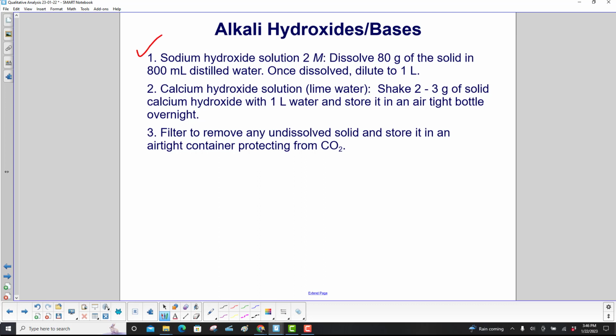Calcium hydroxide solution, otherwise known as lime water. Shake 2 to 3 grams of solid calcium hydroxide with 1 liter water and store it in an airtight bottle overnight. And 3, filter to remove any undissolved solid and store it in an airtight container protecting from carbon dioxide.